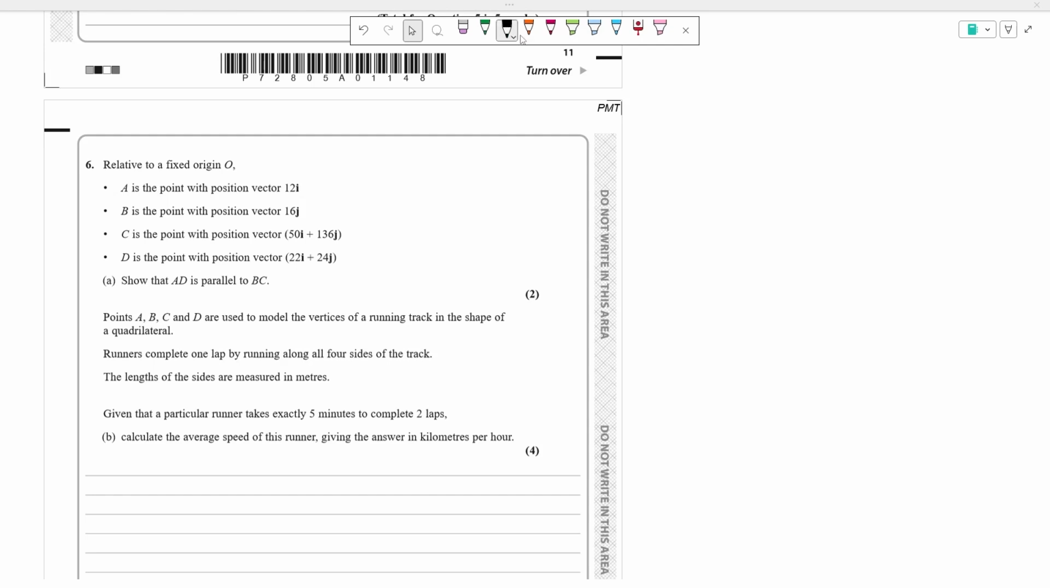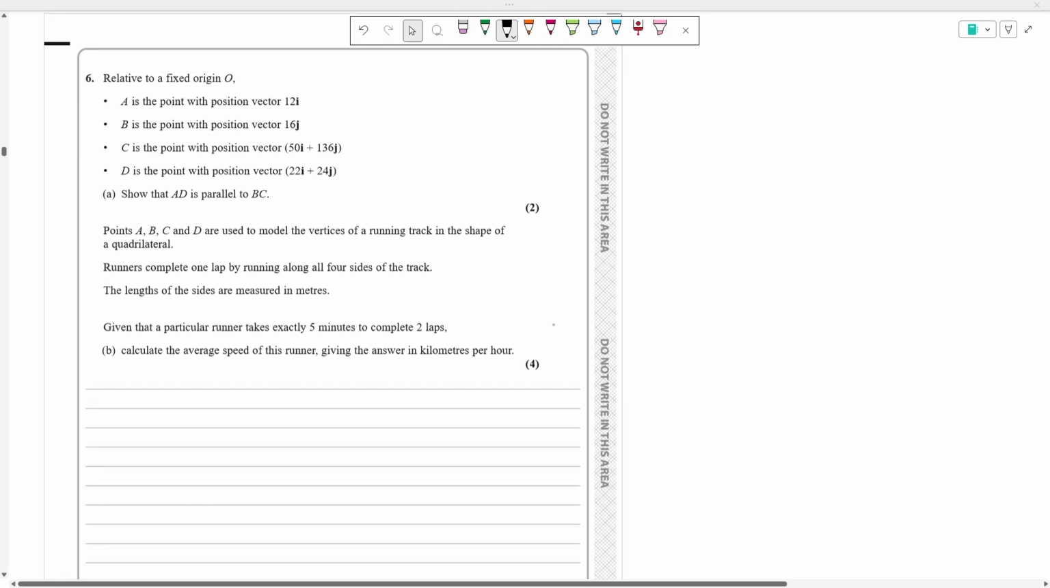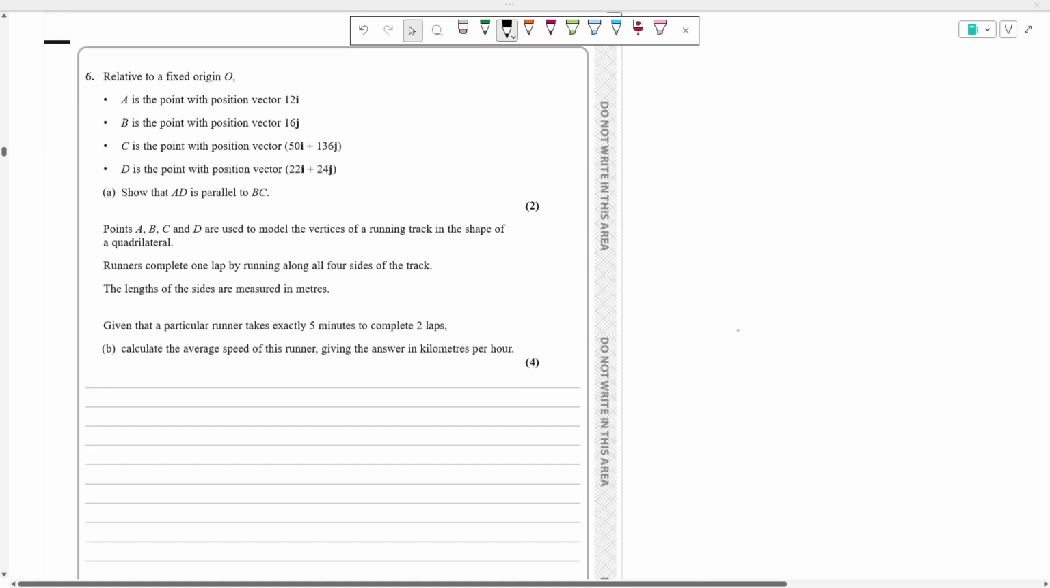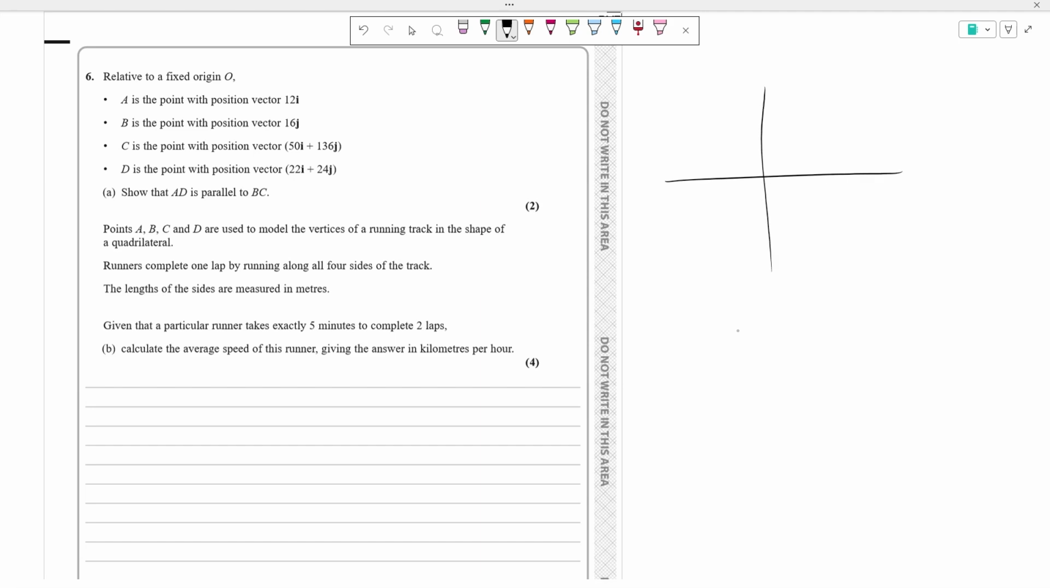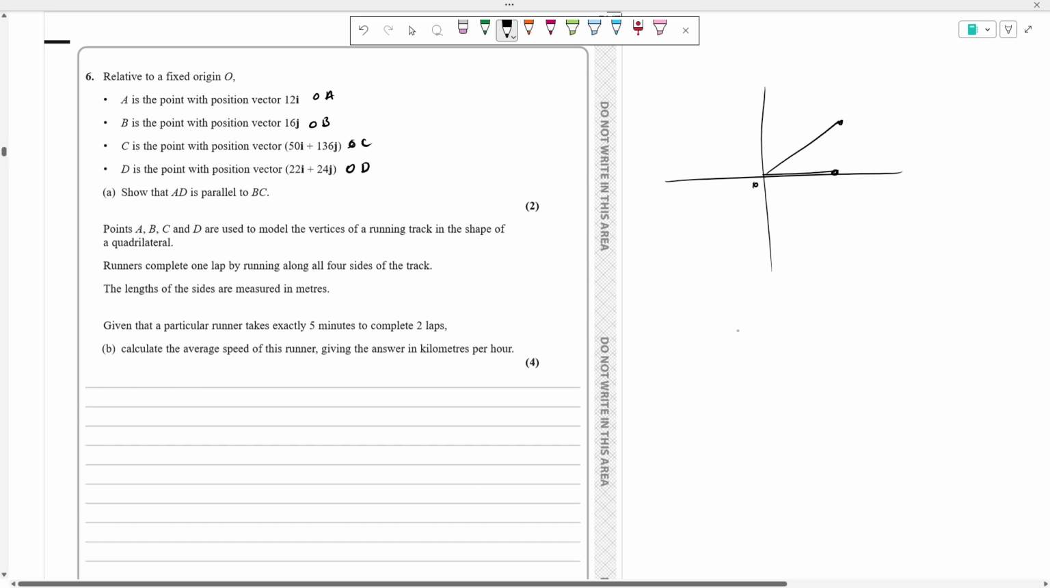Question 6. We've got 4 vectors here, a, b, c, and d, and each of these has an i and j component. Show that AD is parallel to BC. First of all, what do these essentially mean? Well, these are not even vectors, these are actually points on a grid. So if this is the origin, A is like 12. So that means that this is represented by OA, this is represented by OB, this is represented by OC and OD. Okay, these are all from the origin to that specific point.